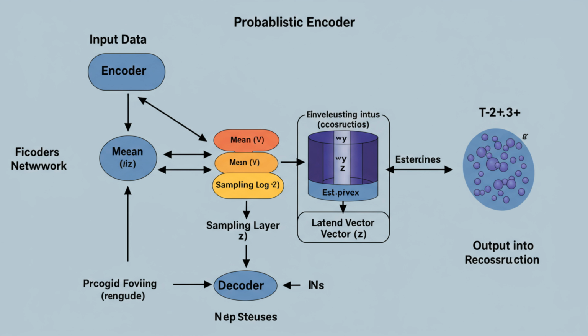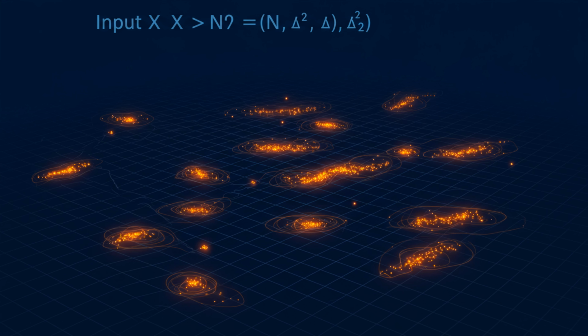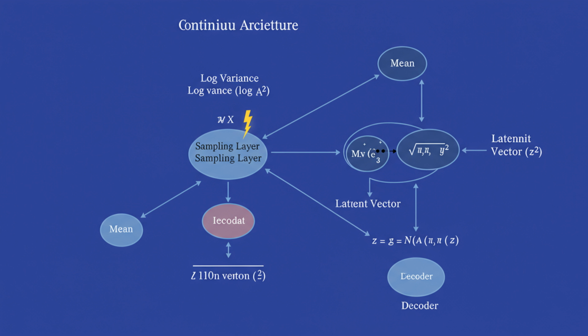VAEs address this by making the encoder probabilistic. Instead of a single latent vector, it outputs parameters defining a distribution in the latent space. For each input, the VAE learns a unique Gaussian distribution within the latent space characterized by its mean and variance. A latent vector z is then sampled from this distribution. This z is fed into the decoder to reconstruct the original input.